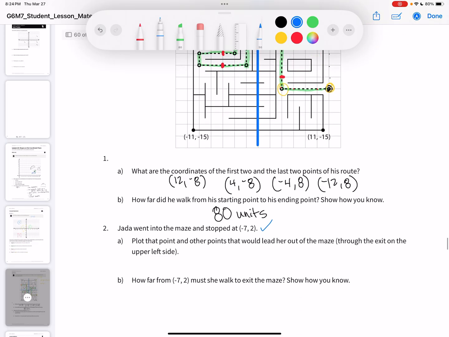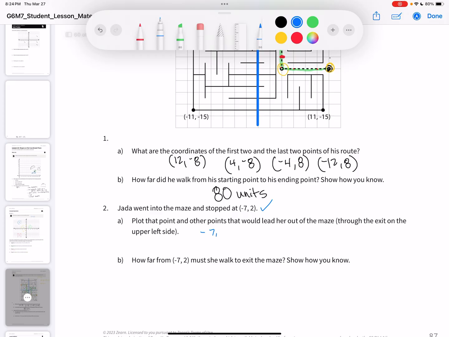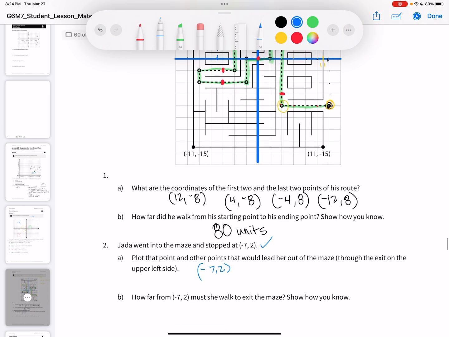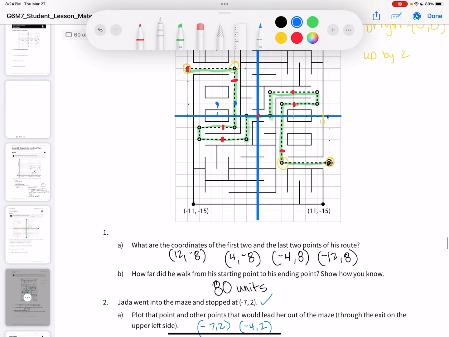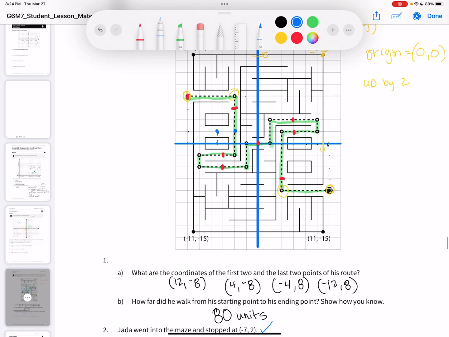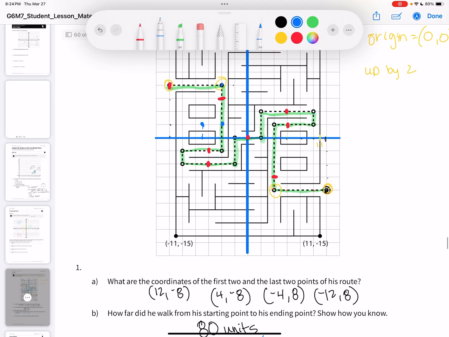So the first one is -7, 2. Then she needs to be able to come to this green line. So we need a dot here. And where does that put her? Well, that's 2, 4. So -4, and then up 2. So -4, 2. Then she can use, I think it's Andre, yeah, Andre's line from there. So then we do this point, which is -2, 2, 4, 6, 8. -2, 8.